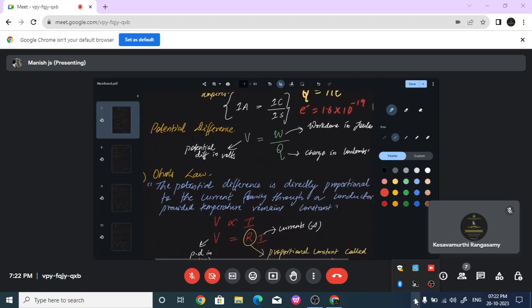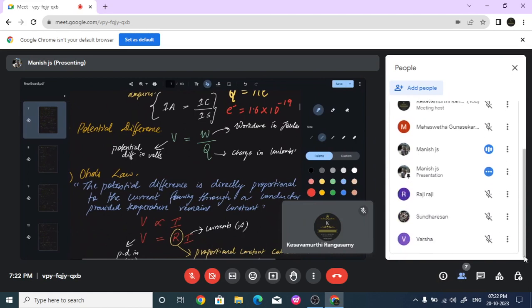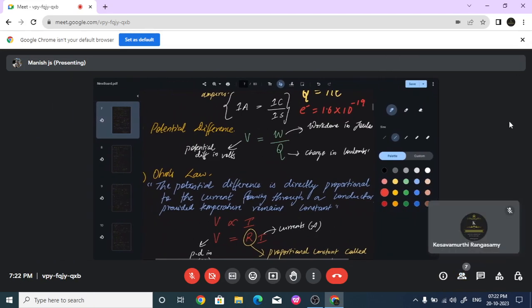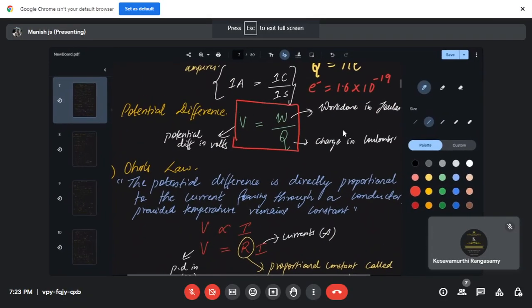Now going to the second one, it's electric potential difference. It is defined as the work done to bring a charge from infinity to a point against the electric field. So you try to do work in bringing a charge. Then the work done in bringing the charge from one point to another, you call that electric potential or electric potential difference. In short, we can say V is equal to W upon Q, where W is work done in joules and Q is charge in coulombs. So this is the second formula. Quite simple, easy and understandable.